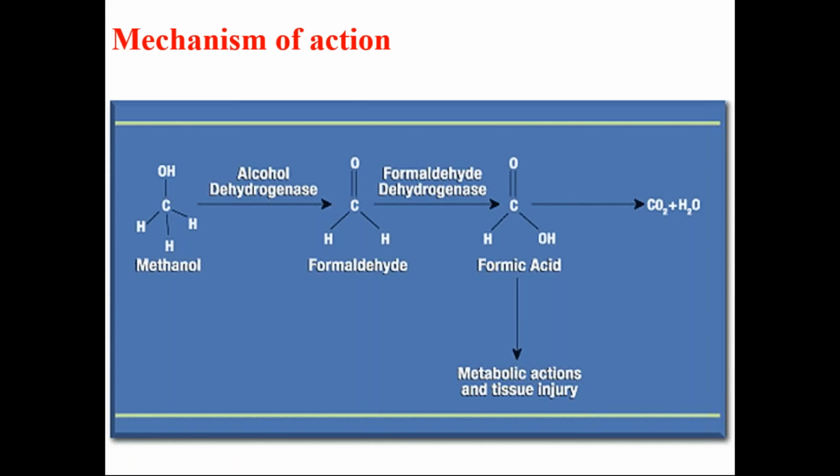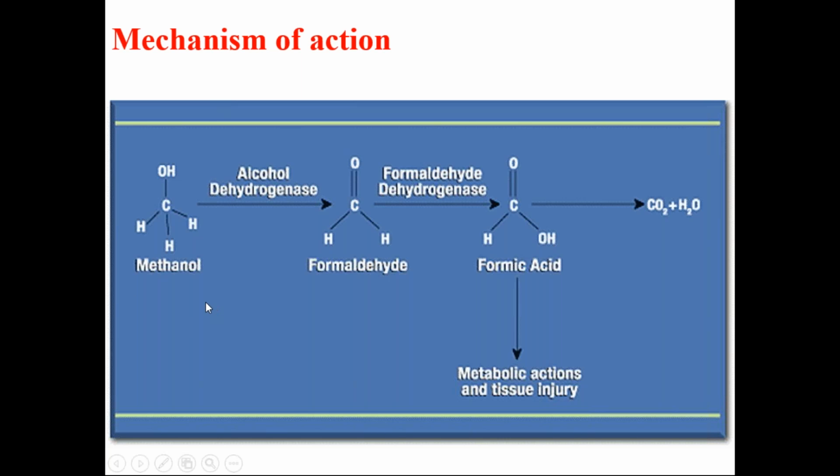This is the mechanism of action of methyl alcohol. Methanol is converted into formaldehyde in the presence of alcohol dehydrogenase, and then this formaldehyde is converted into formic acid in the presence of formaldehyde dehydrogenase. This formic acid is the main culprit which causes the tissue injury and the metabolic action of methyl alcohol. Formic acid is then metabolized slowly into carbon dioxide and water. So our main aim in prevention of methyl alcohol poisoning is to decrease the formation of formic acid. If the formic acid is not formed, then there are no ill effects of methanol.